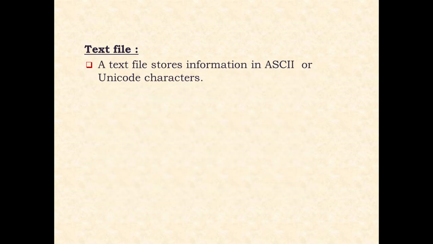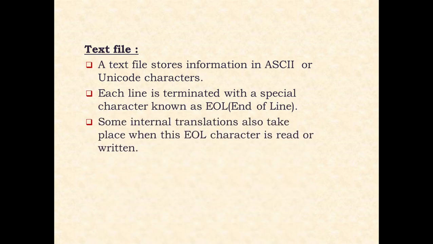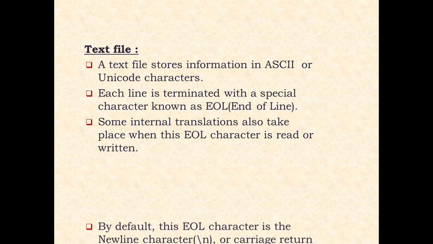What is a text file? A text file stores information in the form of ASCII or Unicode characters. What is ASCII? American Standard Code for Information Interchange. Unicode is Universal Code. Each line in a text file is terminated using end of line character, commonly known as EOL character. Because of this EOL character, some internal translations are also taking place while storing the file.